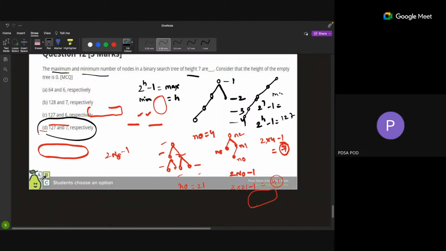The right answer is D, because the height is already given as 7. Whenever height is given as 7, a left skewed or right skewed tree is the minimum one, and 2 to the power of h minus 1 is the maximum. It's a straightforward formula. Consider that an empty tree is 0; if at least one root is there, the height is 1. When it goes to the next level, the height is increased. I don't think much time is required.